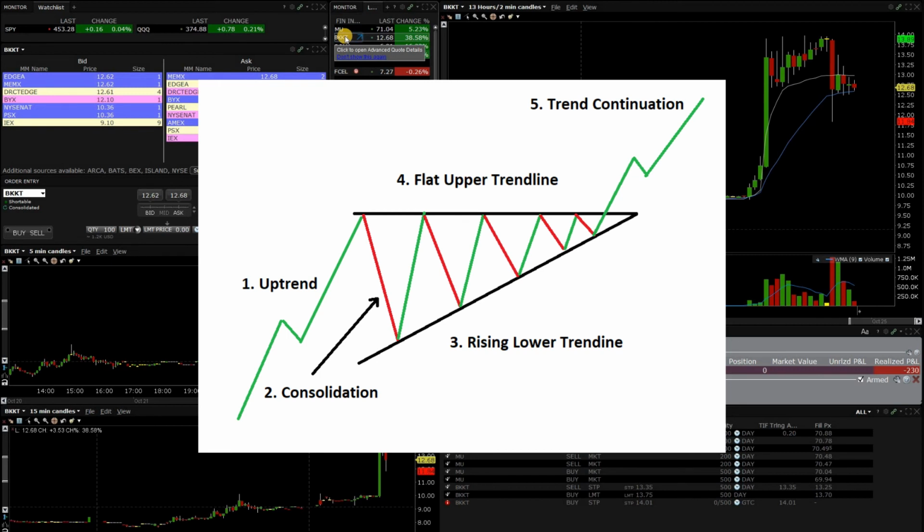In trading, we're dealing with probabilities. So even if a pattern says that it is more likely to move in one direction or another, it can always go wrong, and your trade can fail you, and you can lose a lot of money.